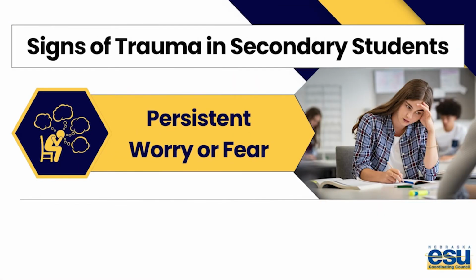Persistent worry or fear. To begin, we often see persistent worry or fear. Students may feel anxious about their own safety or the safety of others, especially if trauma involved violence or a sudden loss. This fear can be constant, and it may affect their ability to focus on school.